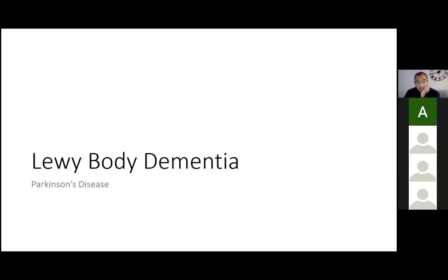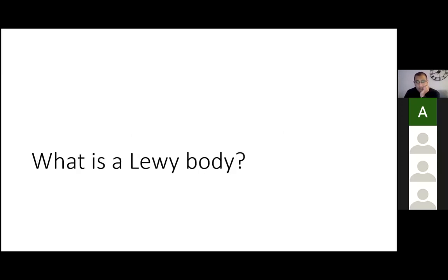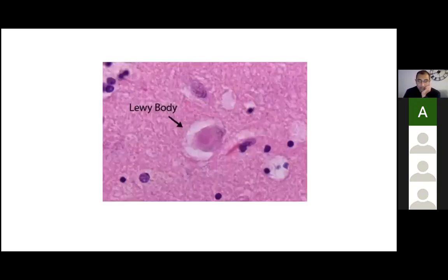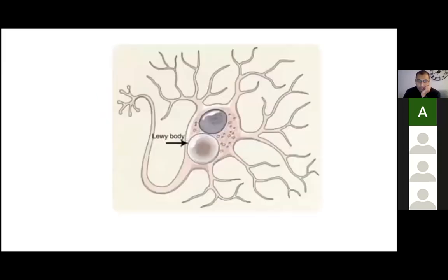Next one's the Lewy body dementia. So what's the Lewy body? If you were here at last week's talk, I talked about Lewy body. So Lewy body is this protein inclusion, and it's called Lewy body. It contains alpha synuclein. So it's found within the cytoplasm.